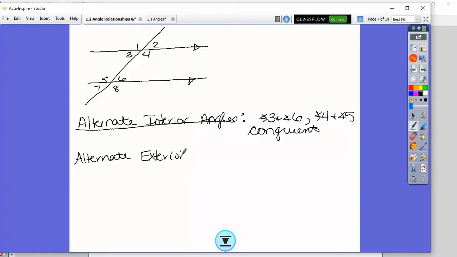Talk about alternate exterior angles. Alternate means opposite sides. Exterior would mean what? Outside the parallel lines. So give me a set of them. 7 and 8. And the other set? 3 and 7. Okay. If we already know that 3 and 6 have the same measurement, what would you know about 1 and 8? They're congruent as well.